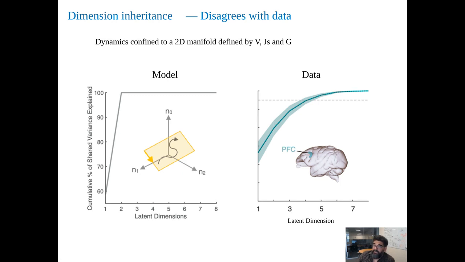And if we wanted to have higher dimensional activity in PFC, it would need to come from more outside sources. That's not our hypothesis 1. I want to explain it with internal dynamics in PFC.